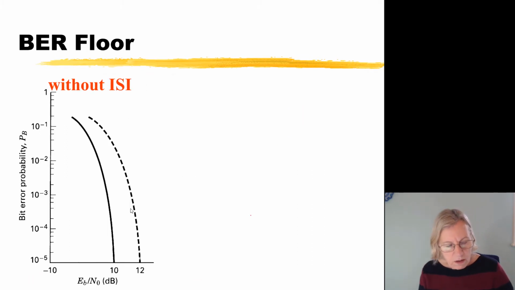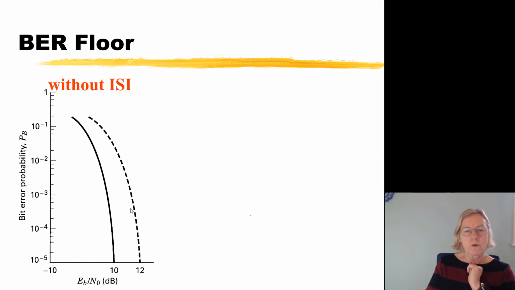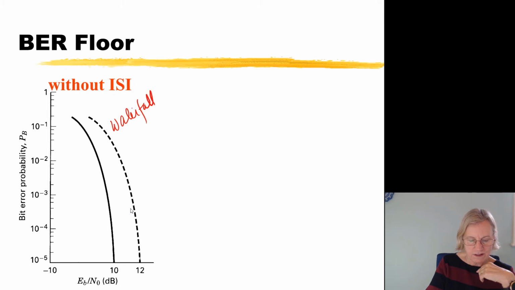Okay, so now we've talked about bit error rate floor. We've talked about bit error rate. We've talked about the typical waterfall curve. And this came from the Q function.